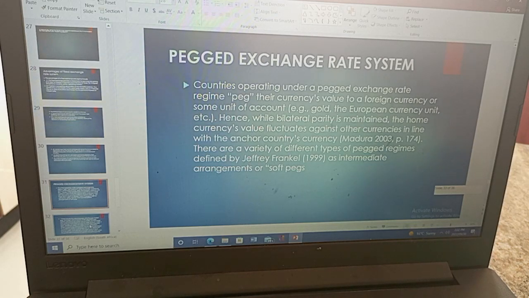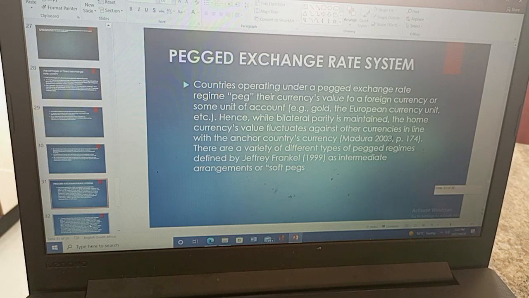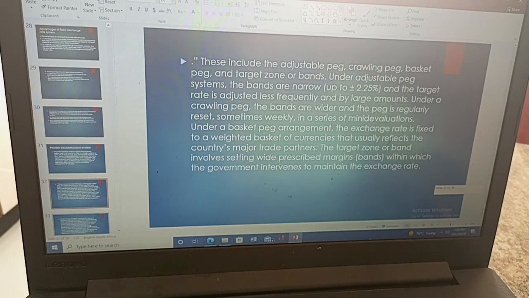Now, countries operating under a peg exchange rate regime peg their currency's value to a foreign currency or some unit of account. Example, gold, the European currency, etc. Hence, while bilateral parity is maintained, the home currency's value fluctuates against other currencies in line with the anchor currency. Now, there are a variety of different types of peg regimes defined by Jeffrey as intermediate arrangement or soft pegs. This includes the adjustable peg, crawling peg, basket peg, and target zone or bands.